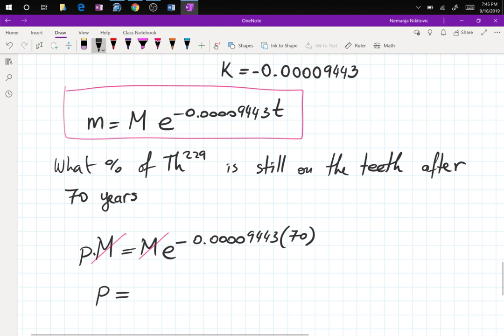I have to calculate this expression, e raised to this thing. So e raised to the open parenthesis, answer from before, times 70, and I get 0.993. Oh, I didn't make it. So what's the percent? 99.3% left.